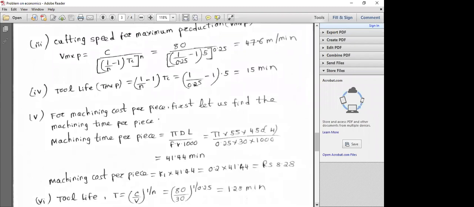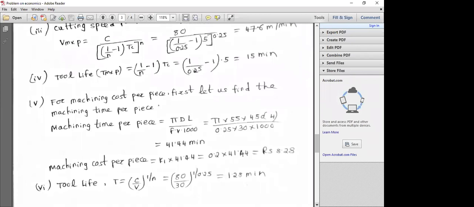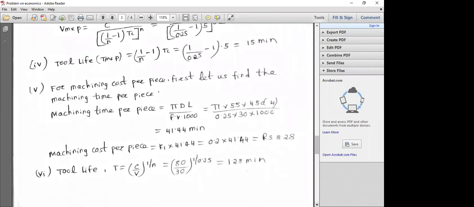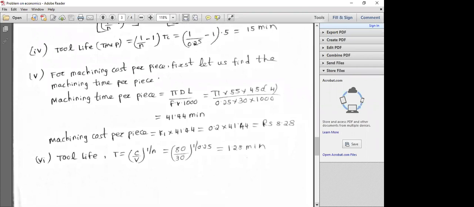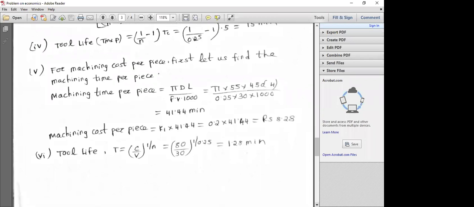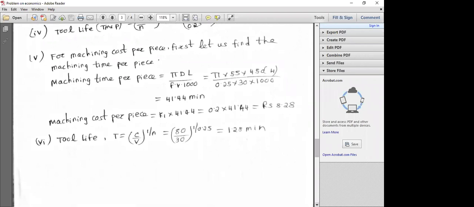And what we have to calculate here again is, you have to substitute in this formula, as far as the ideal cost or regrinding cost, that 1 rupee 28... tool life, that is not 1 rupee, it is 1.28 minutes. So that is the tool life, because you have to rearrange the terms, VT power n is equal to C, and you will get the T value as C by V to the power of 1 by n.